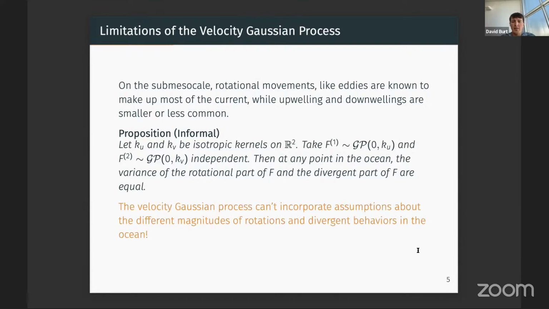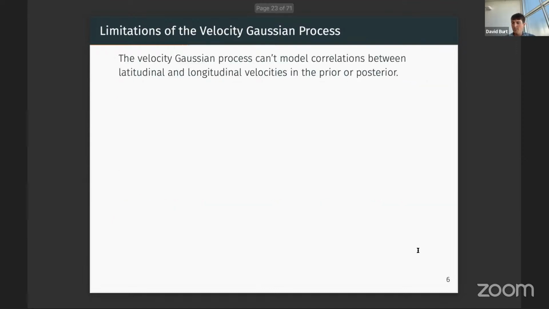So in particular, the velocity Gaussian process can't incorporate these assumptions and prior knowledge we have about different magnitudes of rotational and divergent behaviors in the ocean. Another limitation is the velocity Gaussian process can't model any correlations between latitudinal and longitudinal velocities in the prior, but also in the posterior. And this is true by definition in the prior, since we placed independent priors on U and V. But it's also true in the posterior because the likelihood model we've written down is isotropic, and so there's no way to correlate the U and V components when doing regression.